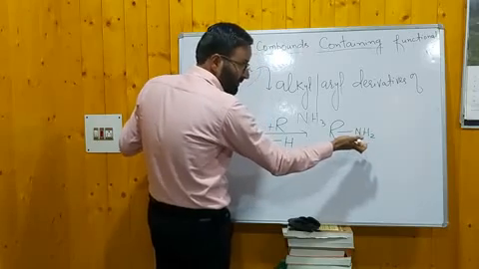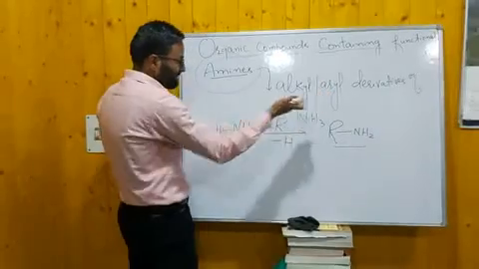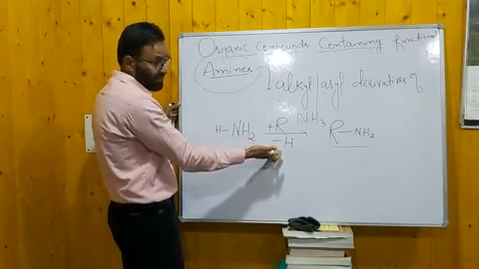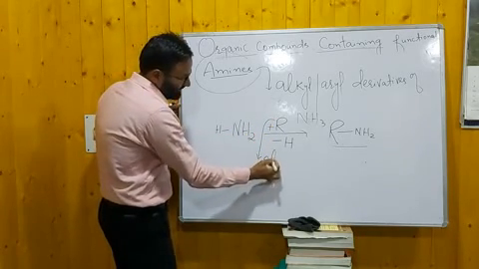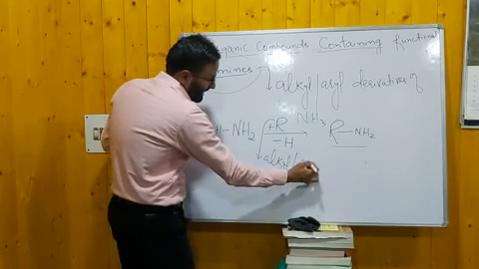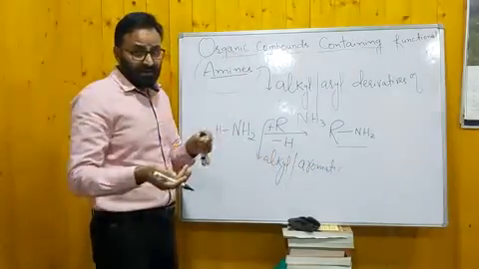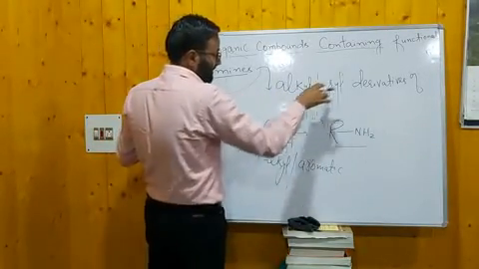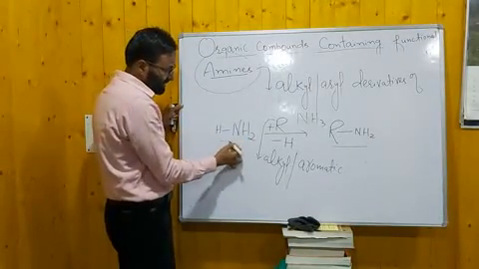It is a class of organic compound. It has been derived from ammonia by replacing hydrogen by the R group. This R group can be either alkyl, aliphatic, or aromatic. It can be either alkyl or aryl. Hence, the definition is alkyl or aryl derivatives of ammonia. The starting material is ammonia.